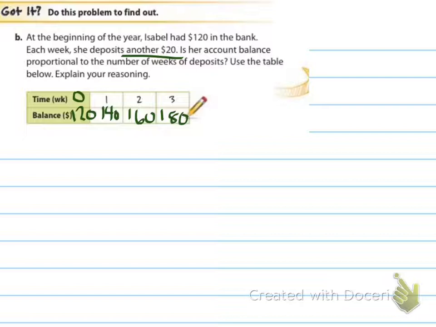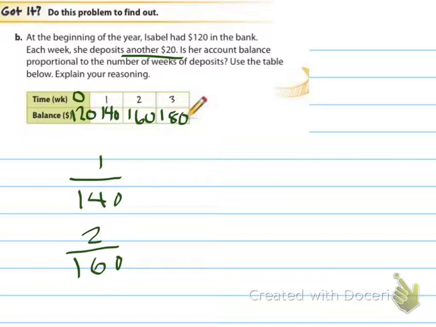Now, I don't want you guys to think that a constant rate is the same as a constant rate of change. The constant ratio and the equivalent fractions are what we're looking for. So if you were to take your 1 over 140 and your 2 over 160, they should be equivalent if this is a proportional thing.